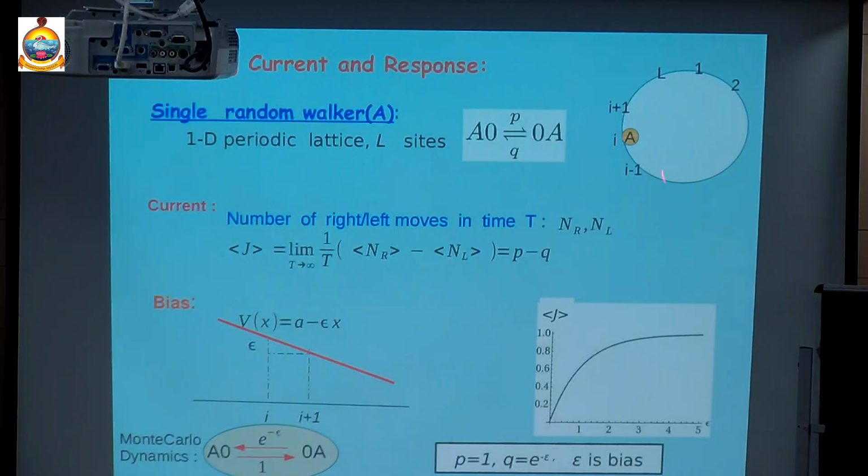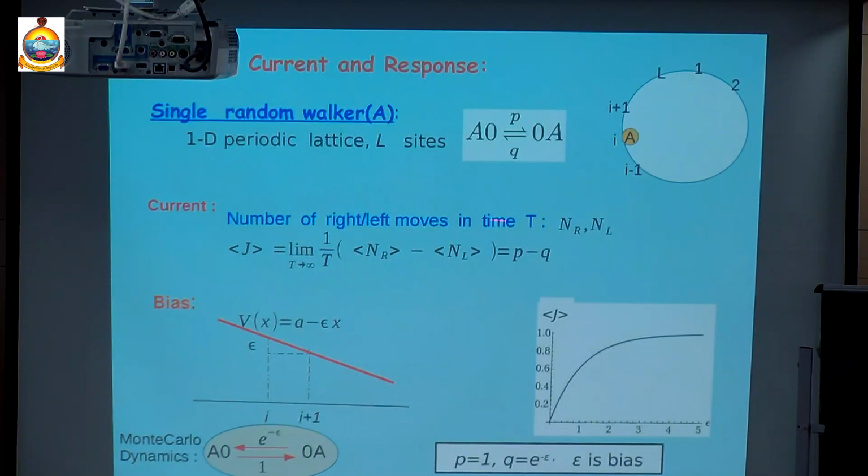Generally you can see this. So let us see this. This is a 1D periodic lattice, there is only one particle. So how do we define the current formally? Number of right moves in time t. You wait for a sufficiently long time t, and find out how many right jumps it does and how many left jumps it does. Those are NR and NL. Then you take the average of NR minus NL divided by t, as t goes to infinity. So if you wait for large times, the difference between the number of right jumps and left jumps, divided by time, is the current.